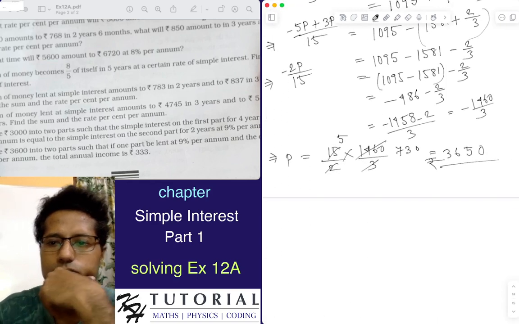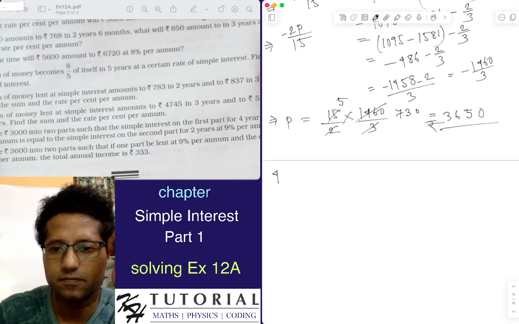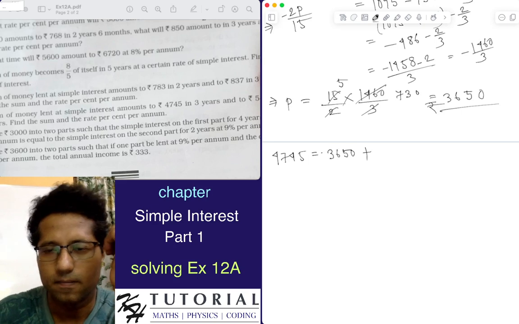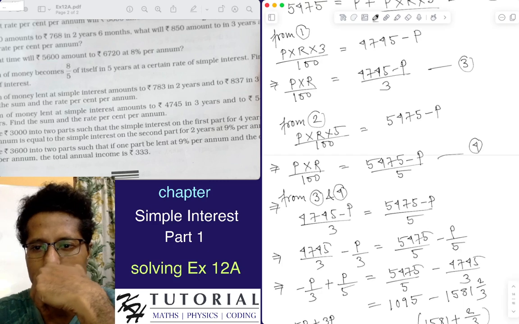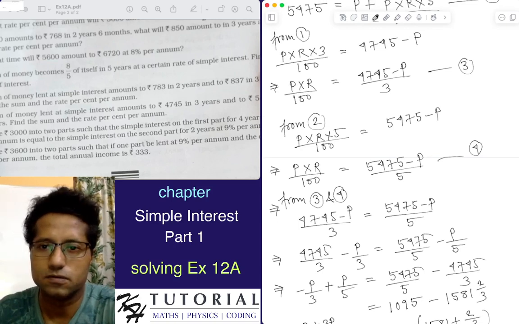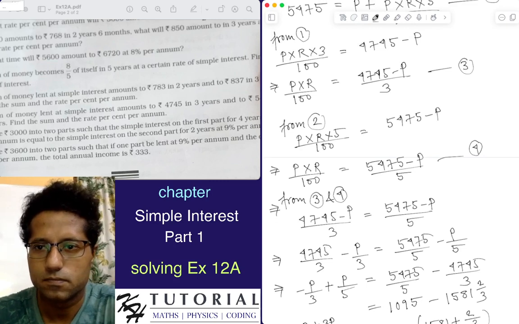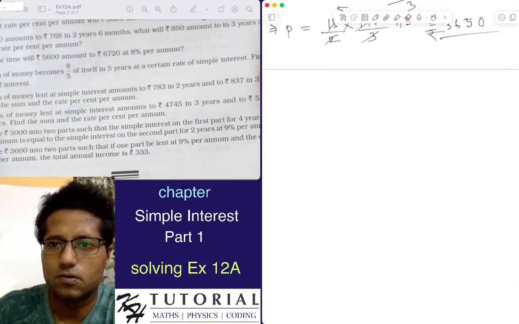So 3650. So let's see, from equation 1 we have 4745 equals P, we know, 3650 plus, we have, okay, let's do something else. We know from equation 3, will it help? Let's see. From equation 3, it's a very long calculation.